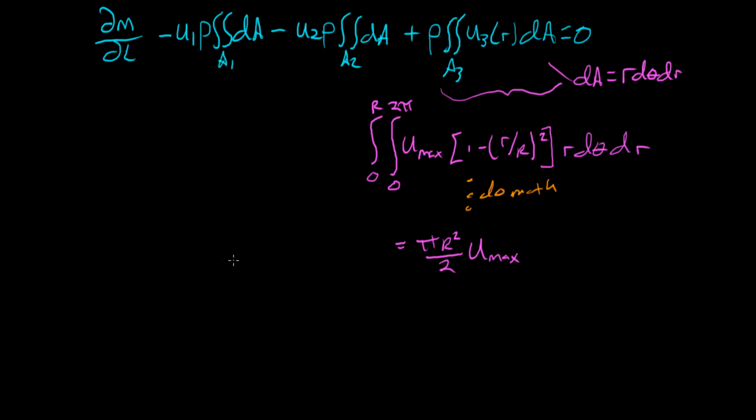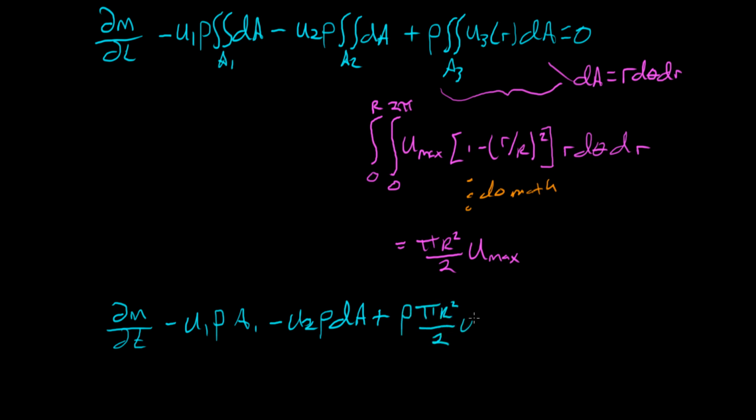So we can sub that in here and finish the work that we're doing. dm dt minus u1 rho, the integral here just becomes A1, minus u2 rho, this integral just becomes A2, and we already did this integral here, which becomes plus rho times pi R squared over 2 u max, and all that had to be equal to 0.